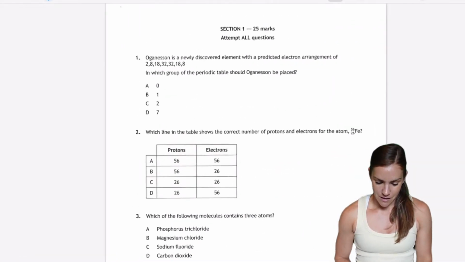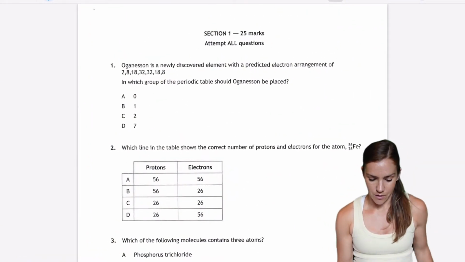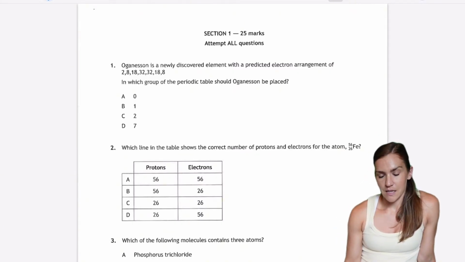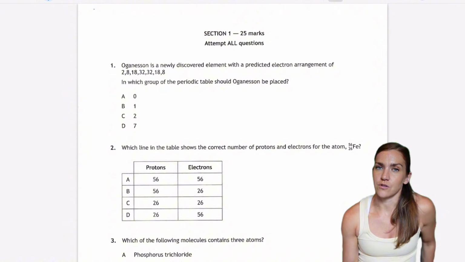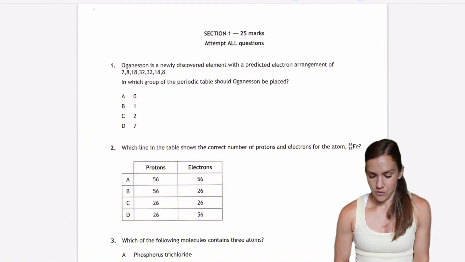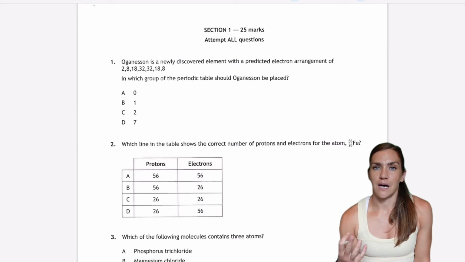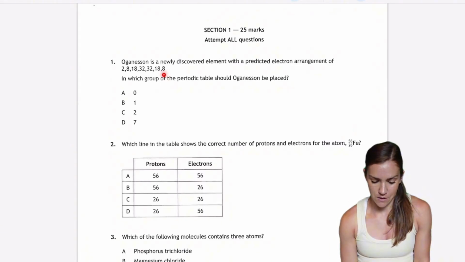If we get started, the first question is asking which group of the periodic table this element should be in, and it's giving you the electron arrangement of the element. From the electron arrangement, we can work out what group it's in based on the last number in that electron arrangement. So here it's number 8.